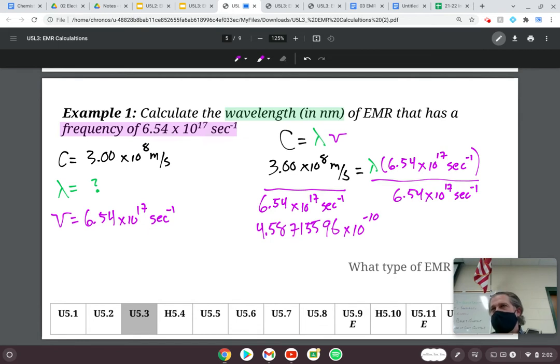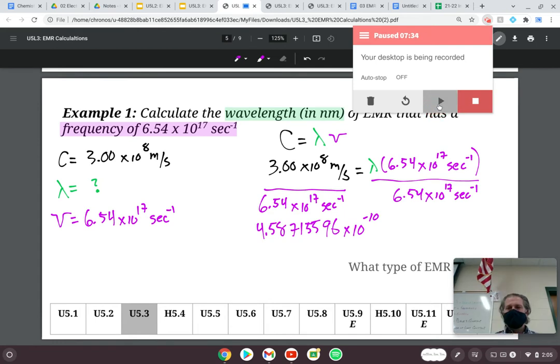Does anybody need help with their calculator? I got like 10 to the 16. Well, let me be right back there and take a look-see.